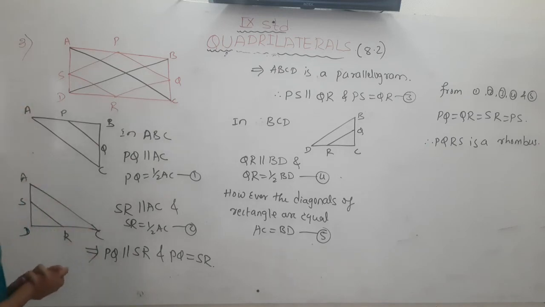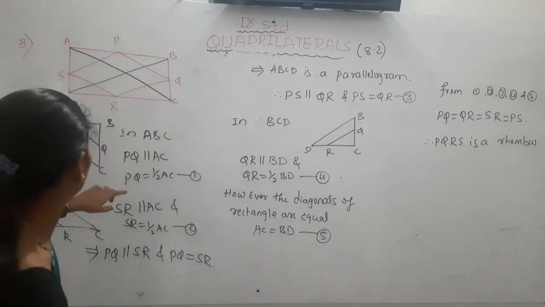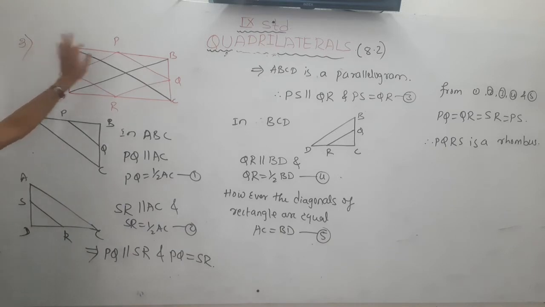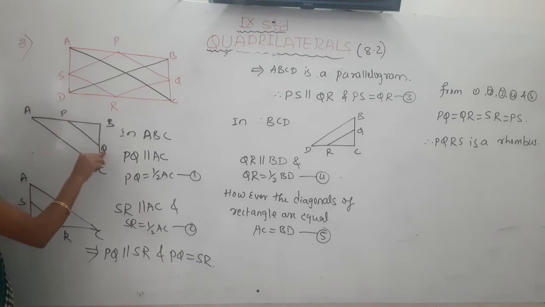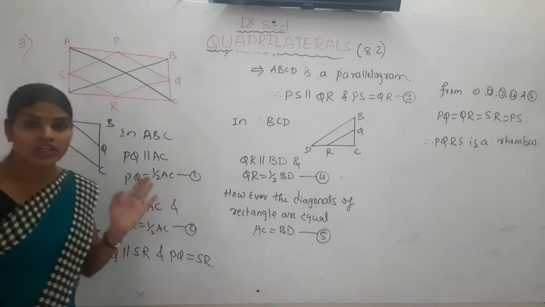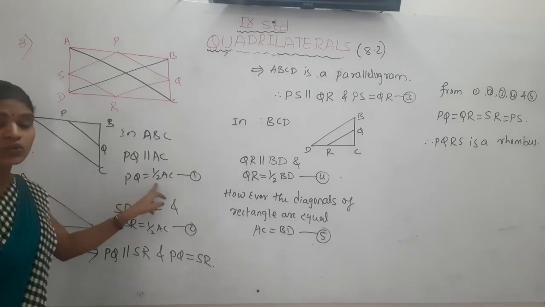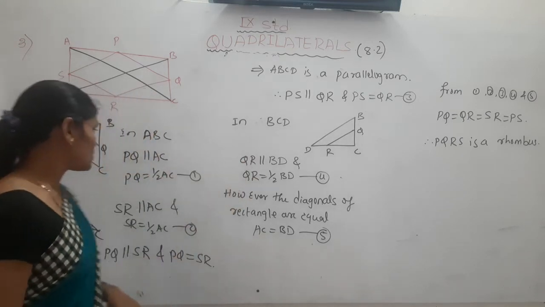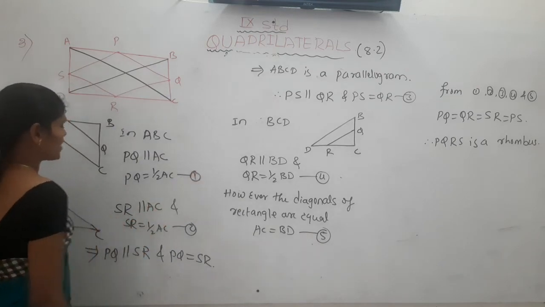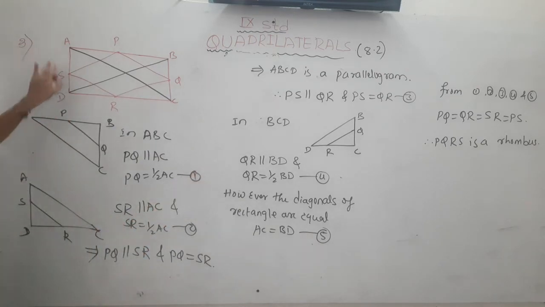So for that purpose, first I will take what? Here in triangle ABC, P is the midpoint of AB and Q is the midpoint of BC. So the line joining PQ is parallel to the third side by using the midpoint theorem. By using the midpoint theorem, PQ is parallel to AC and PQ is equal to half of AC. Give this equation as 1.